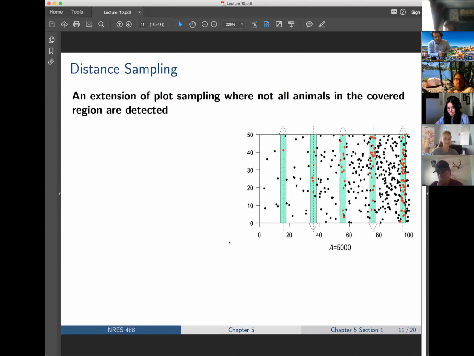All right, so this is our first example where we're going to introduce the idea of detection probability. It's called distance sampling. This was developed by 2 groups, one in the US at Colorado State University, and one in St. Andrews, Scotland. They talked about developing methods for estimating detection probability when you're surveying from a point.